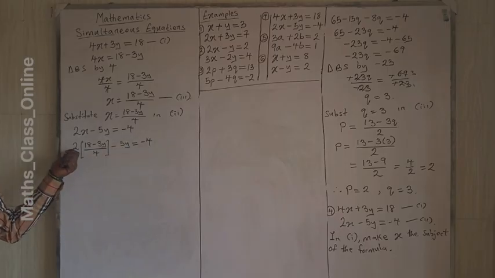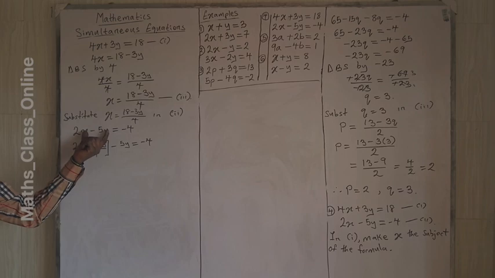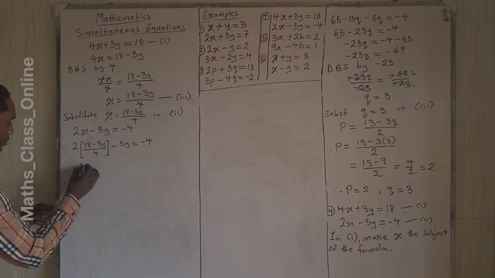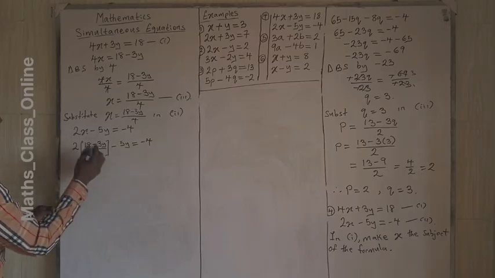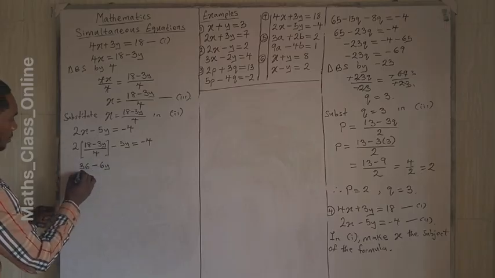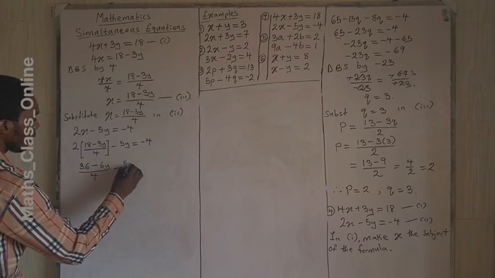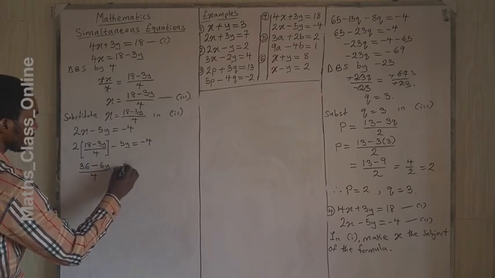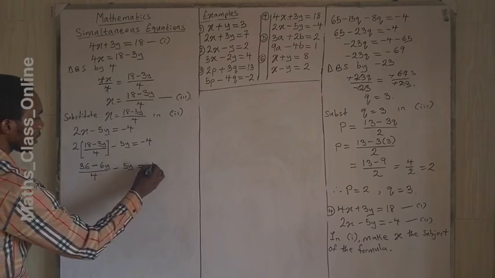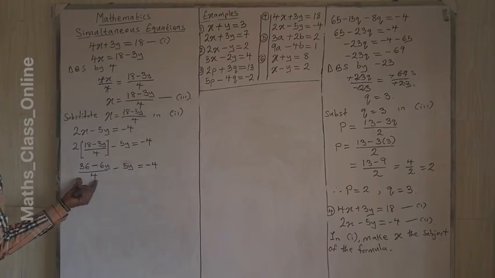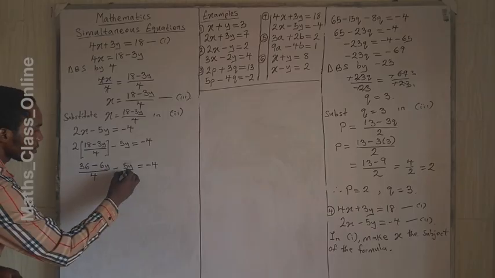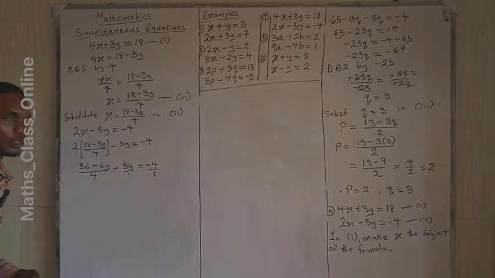Can 4 divide 2? No, 4 cannot divide 2. So what we are going to do here is use this 2 to multiply everything we have at the numerator here. 2 times 18, 2 times 3y, over 4 minus 5y is equal to minus 4. This is a fraction, so write this as a fraction. Also write this as a fraction.